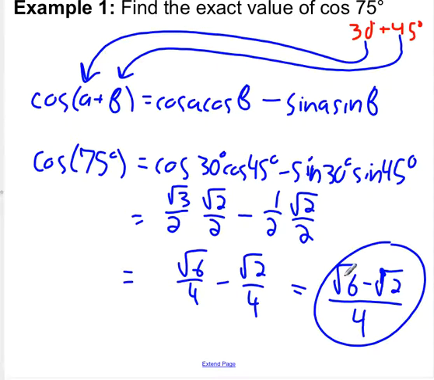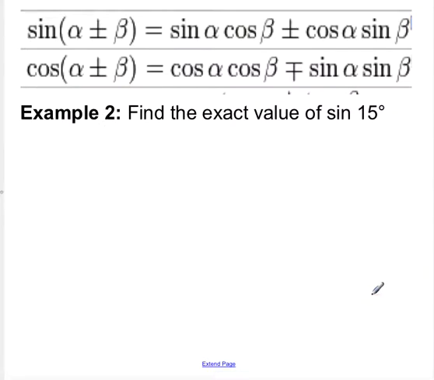So this is certainly a slightly uglier number than something like root 3 over 2, but this is the cosine of 75 degrees. And by using my cosine of alpha plus beta identity, I was able to obtain that. Why don't you pause the video and see if you can come up with some way to find the sine of 15 degrees.